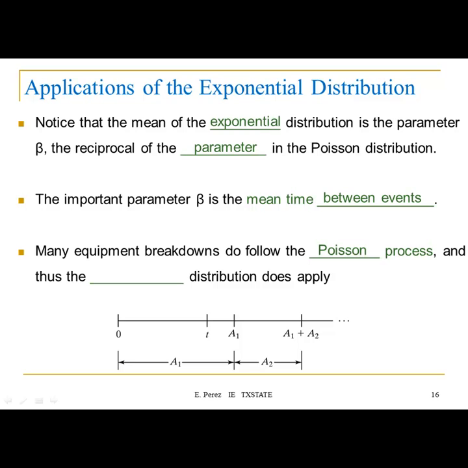So many equipment breakdowns do follow the Poisson process, and thus the exponential distribution does apply. If we know that the number of failures in your system follows a Poisson, then you can right away know that the interarrival times of those failures will follow an exponential.